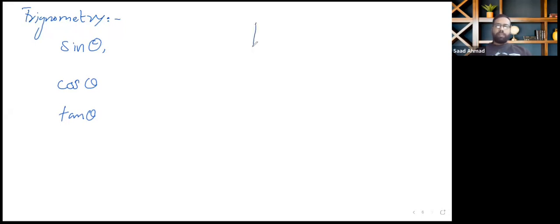So let's start with a right triangle. These ratios are for the right triangle. A right triangle is the triangle in which one angle is 90 degrees. And there is our angle theta. Or if theta is a difficult word, I can use A. So this is the angle A here.